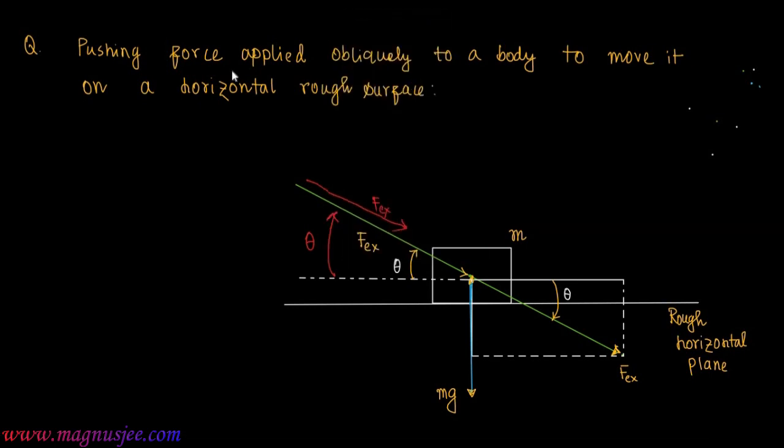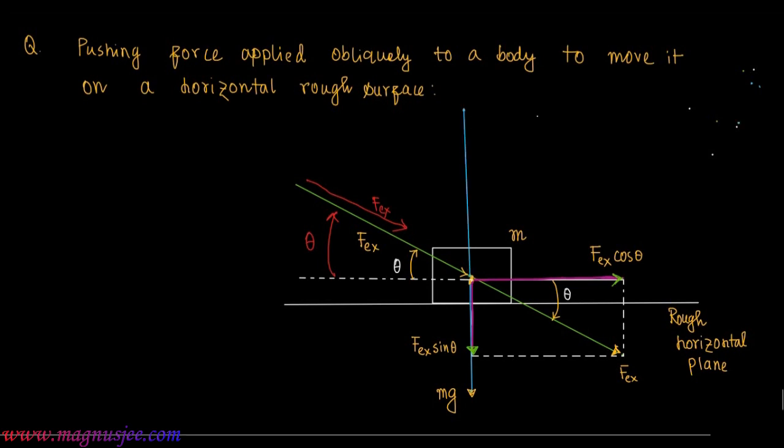The external force applied obliquely to the body, Fex, is resolved into two rectangular components. The rectangular component in horizontal direction is Fex cos theta. Similarly, the rectangular component of the applied force acting in the vertical direction is Fex sin theta, which acts vertically downwards.